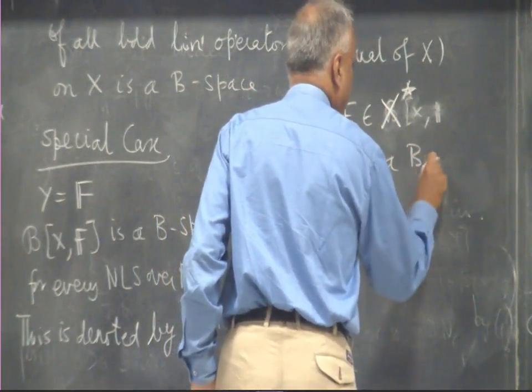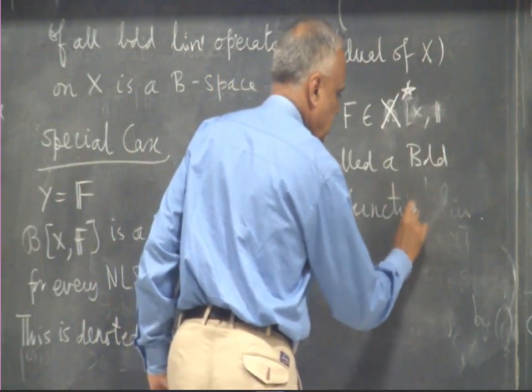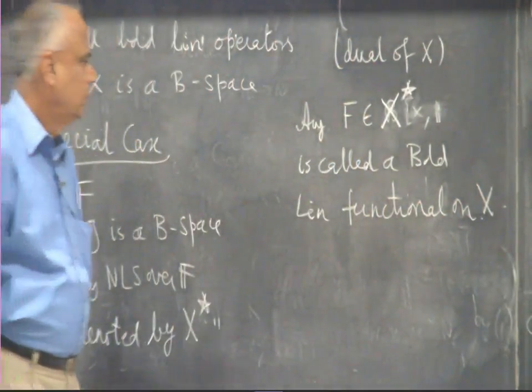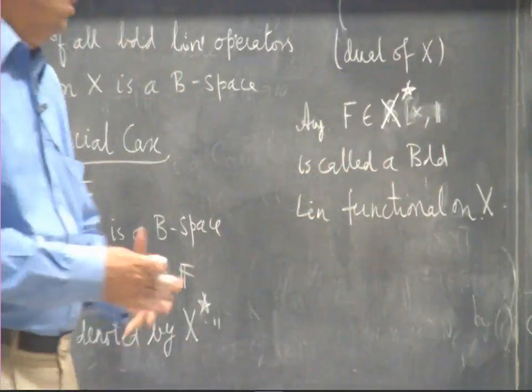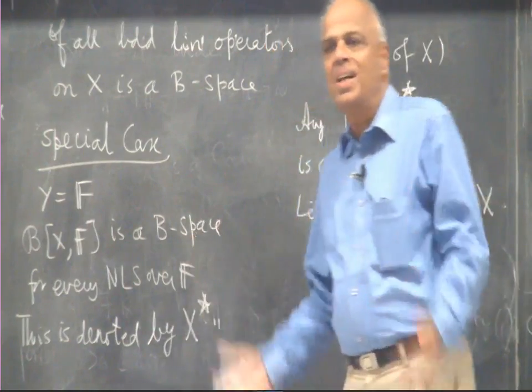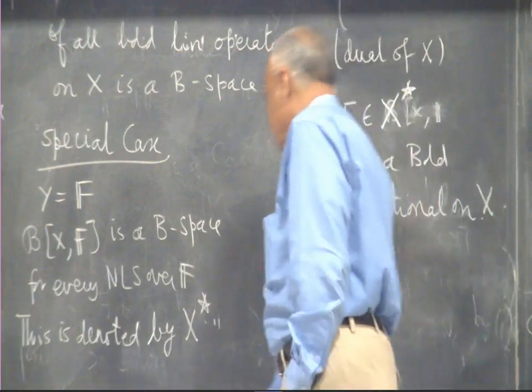a bounded linear functional on X. Okay. And the norm, of course, is mod F(x) by norm x. The Y norm becomes simply the modulus norm because Y is the numbers. Okay. And as the name itself suggests, it is the functionals that one is mainly interested in in functional analysis. It is always these bounded linear functionals that play a crucial role in functional analysis. Okay.